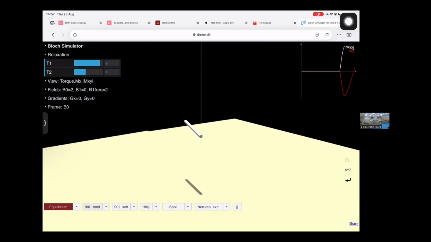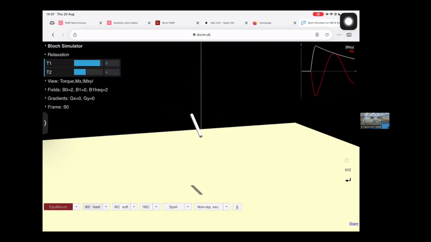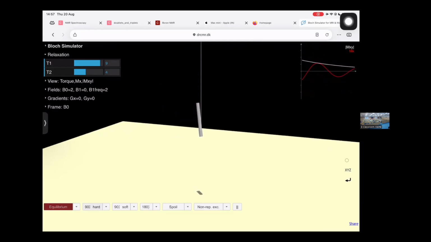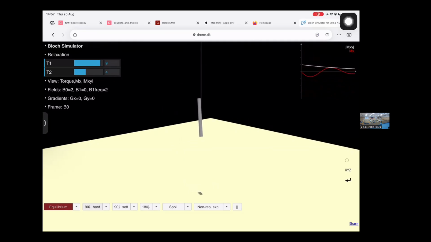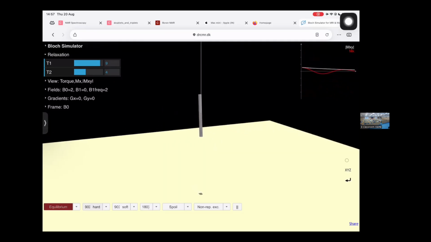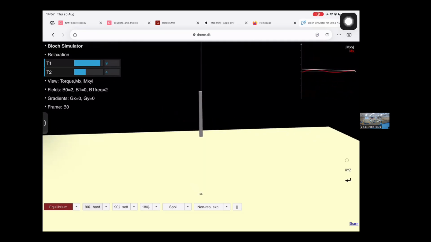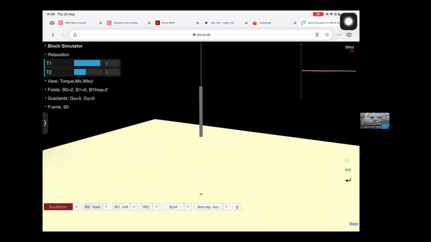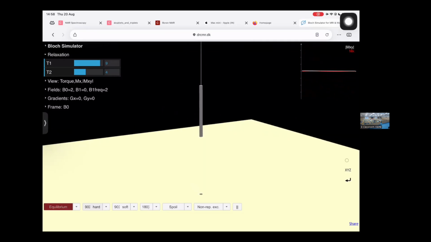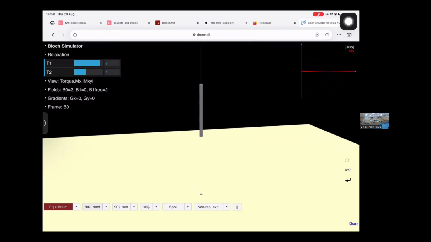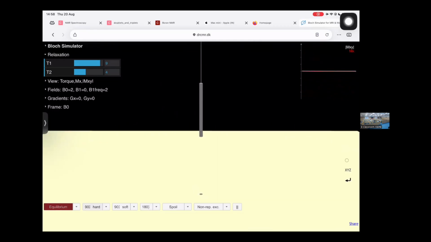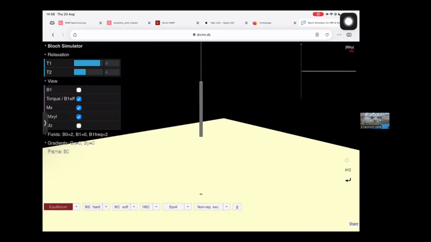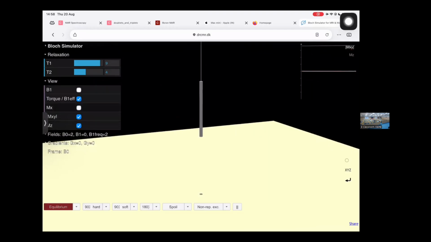Let's apply a 90-degree pulse. Multiple things are happening. The length of the shadow becomes reduced and the longitudinal recovery is also happening simultaneously. Are you guys able to see that? So the magnetization is an effective vector across Mx, My, and Mz. When you're looking at the Mx, right now the Mxy component has gone to 0. You can also turn on the Mz component under view.